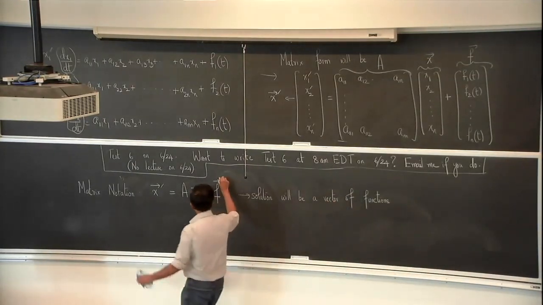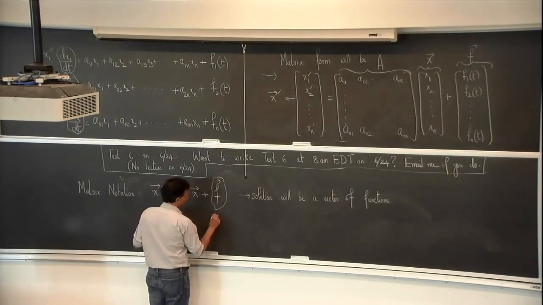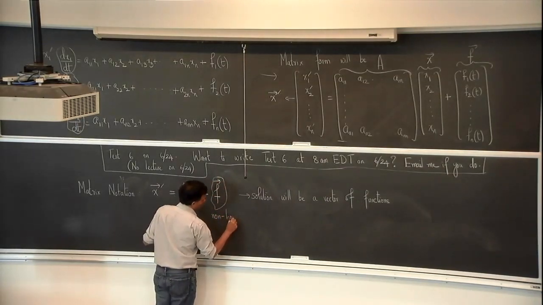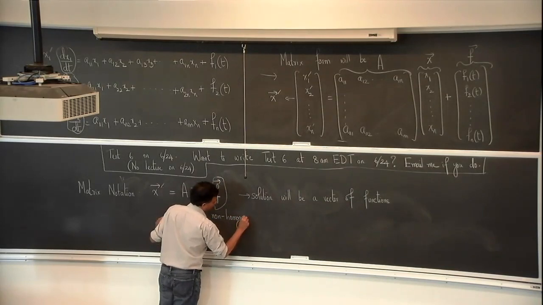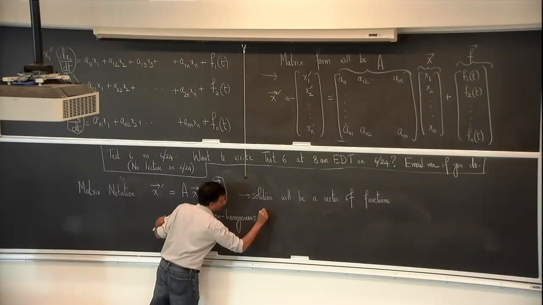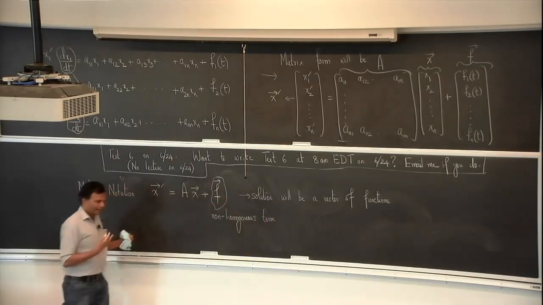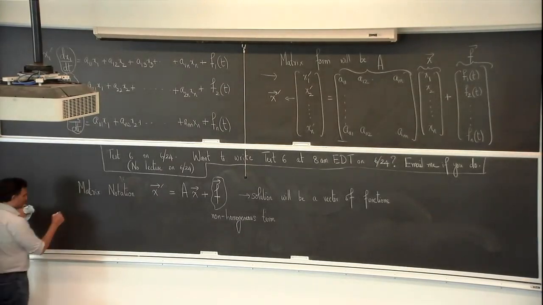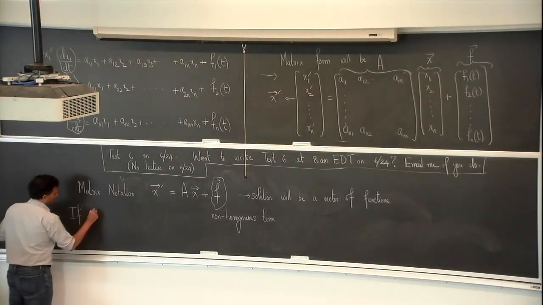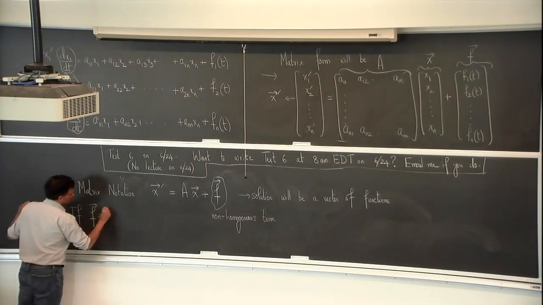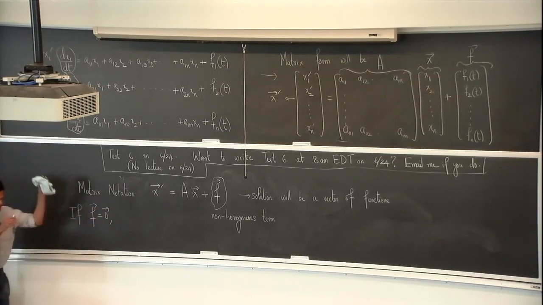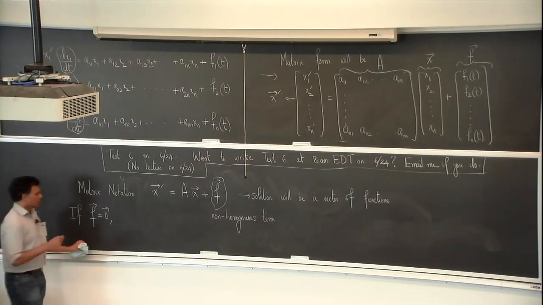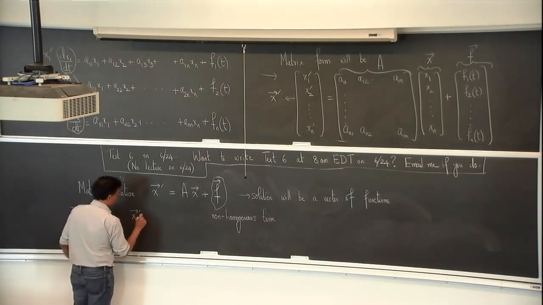So this f here is the non-homogeneous term. As always, that is the term that is coming from outside. It's some kind of an external force if you think about your spring mass system. So if f equals 0, things are a little bit easier. It's 0 with the vector, that means all of them are equal to 0. So you have x prime equal to Ax.